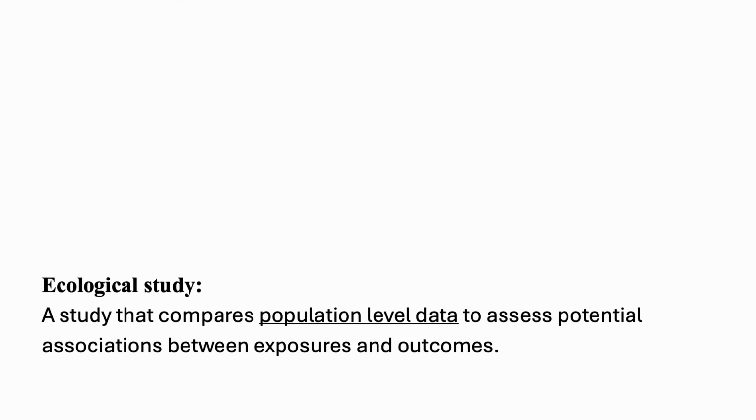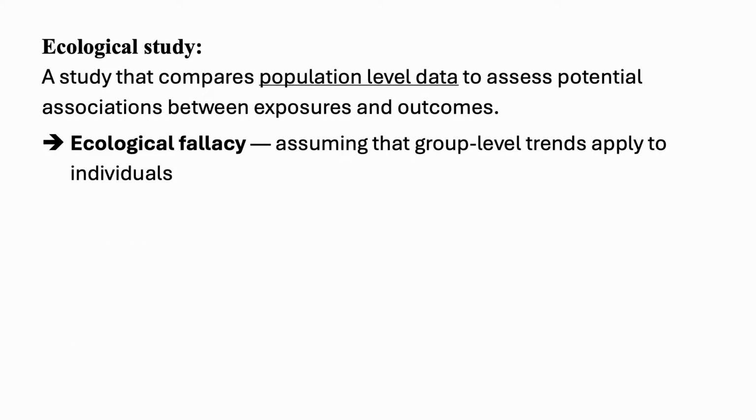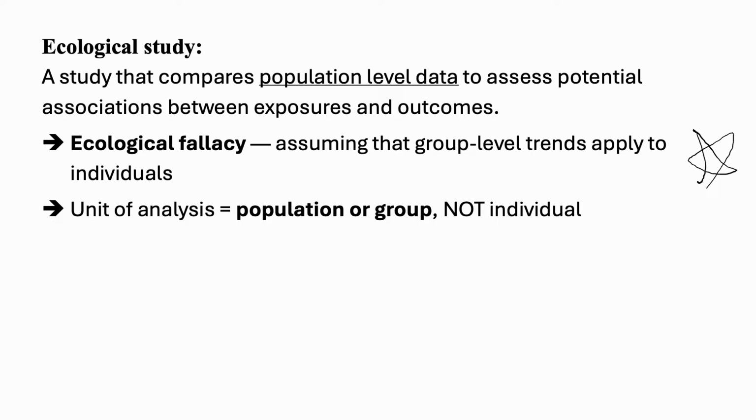All right, now our last study type, let's talk about an ecological study. An ecological study is a study that compares population level data, using big data to assess for potential associations between exposures and outcomes. The big thing to watch out for with ecological studies is an ecological fallacy. This is super high yield, and that's when you assume that group level trends apply to individuals when they really do not. So the unit of analysis for an ecological study will be a population or a group, but you cannot apply these findings to the individual level.